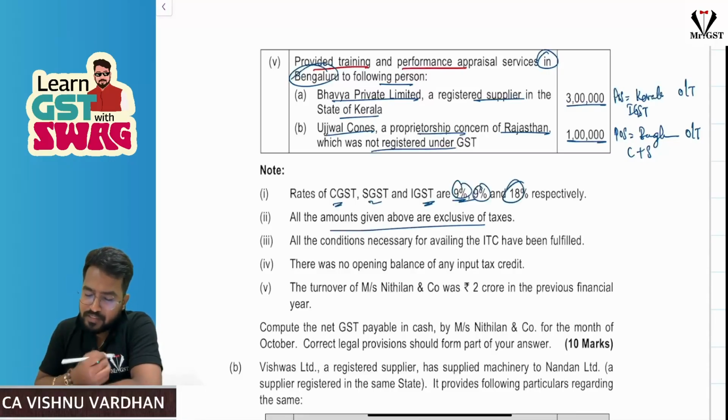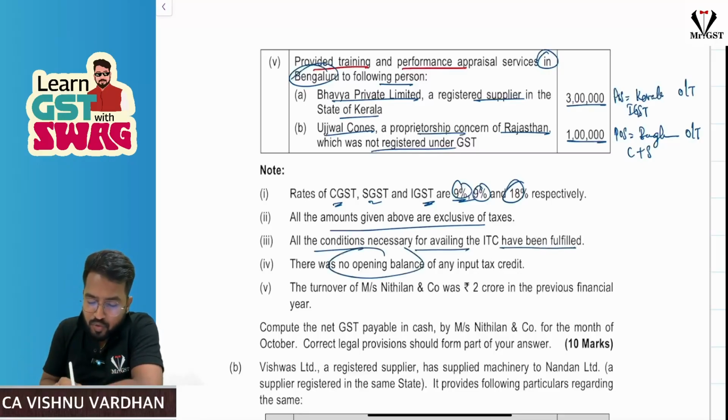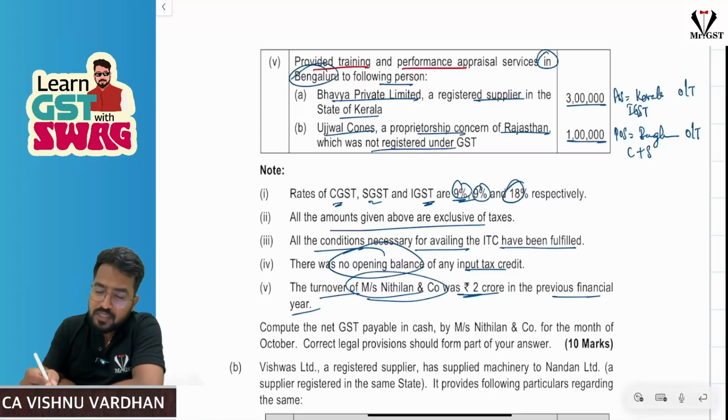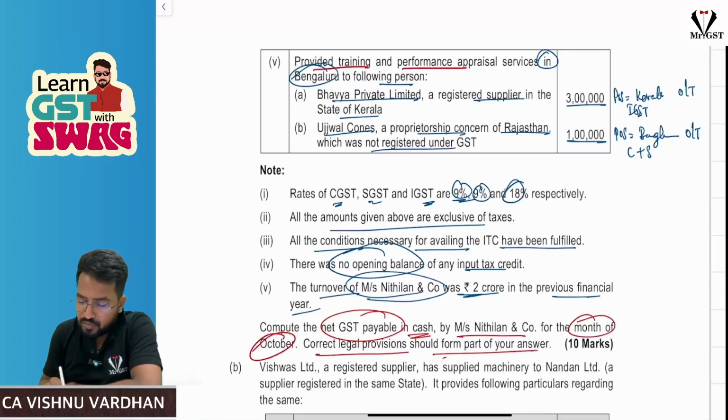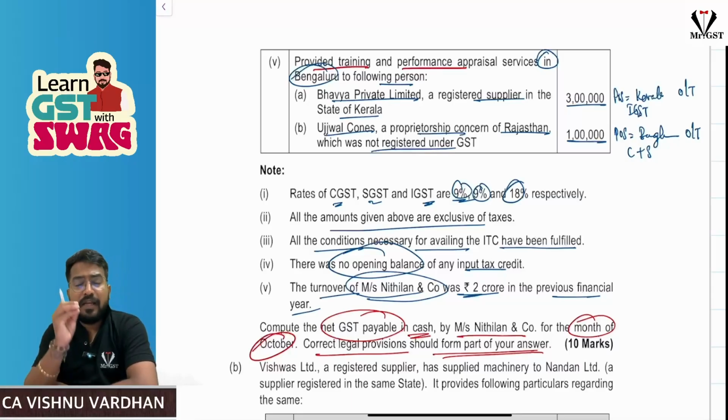All the amounts given above are exclusive of taxes. All conditions necessary for availing ITC have been fulfilled. No opening balance of ITC. Turnover of Nithilan and Co was 2 crore in the previous financial year. Okay. What is the question they are asking? Net GST payable in cash by Nithilan and Co for the month of October. Correct legal provisions should form part of your answer. So I repeat, writing the proper provisions is very, very important when you are writing the answer. So please be careful here.